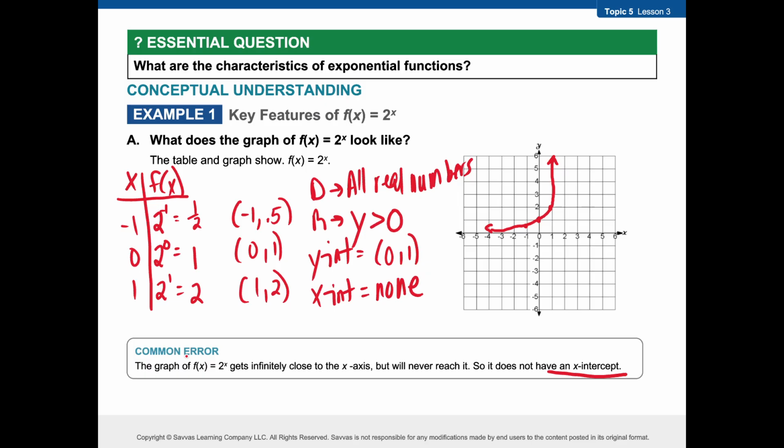And then this function is always increasing. 1/2, 1, 2. If I were to put 2, it would be 2 squared. It would be 4. So this function is always positive.